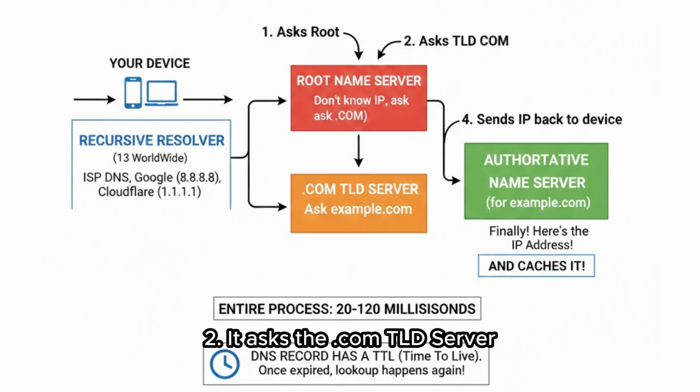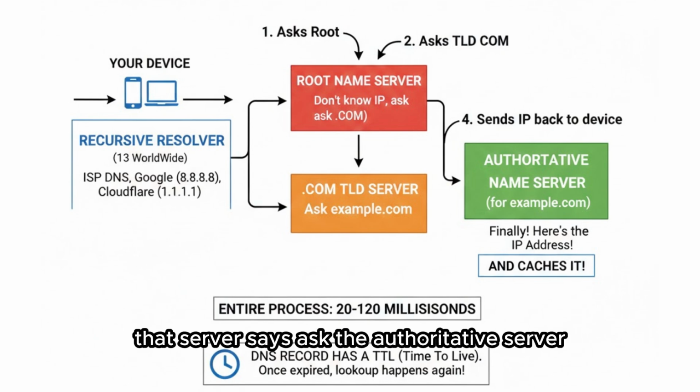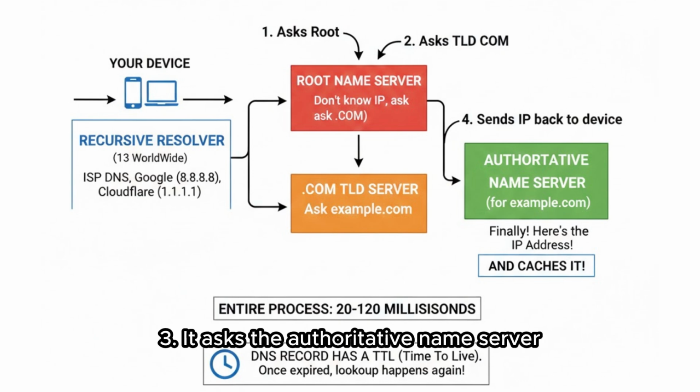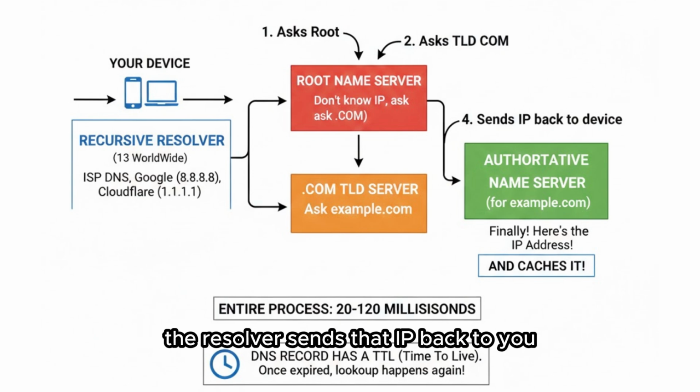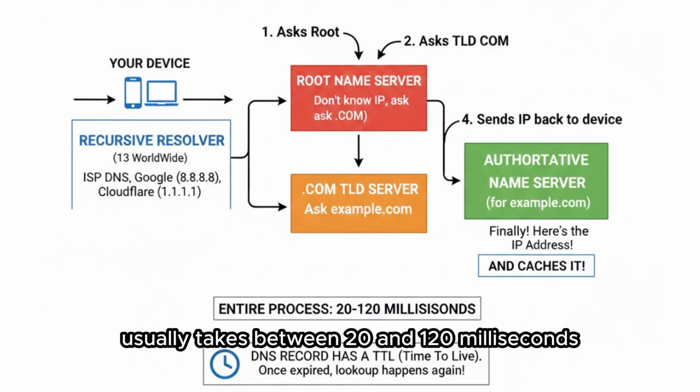2. It asks the .com TLD server. That server says ask the authoritative server for example. 3. It asks the authoritative name server. This one finally responds with the IP address. The resolver sends that IP back to you and caches it for next time. This entire process usually takes between 20 and 120 milliseconds.